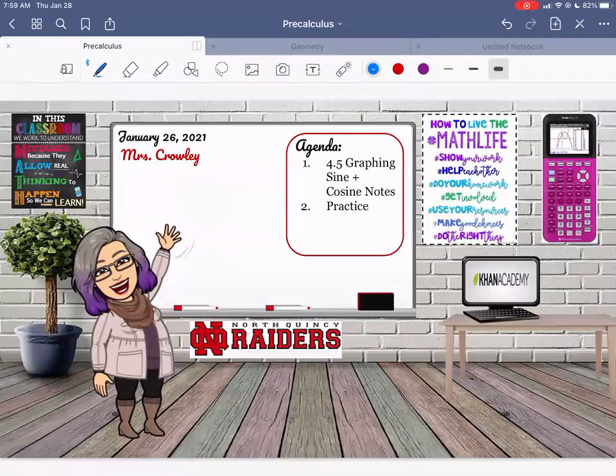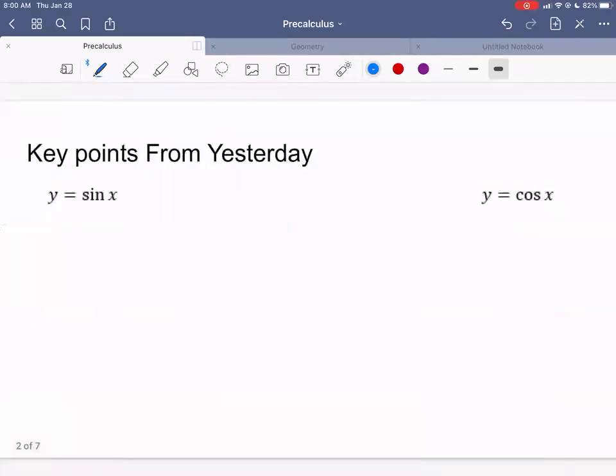Hey guys, so today we're going to be taking a look at graphing our sine and cosine equations. I know that the last time we had class, we did a little bit of an exploration to try to figure out what that looked like with the key points, and that's going to be super important for us today. So first we want to go over what those key points were from yesterday.